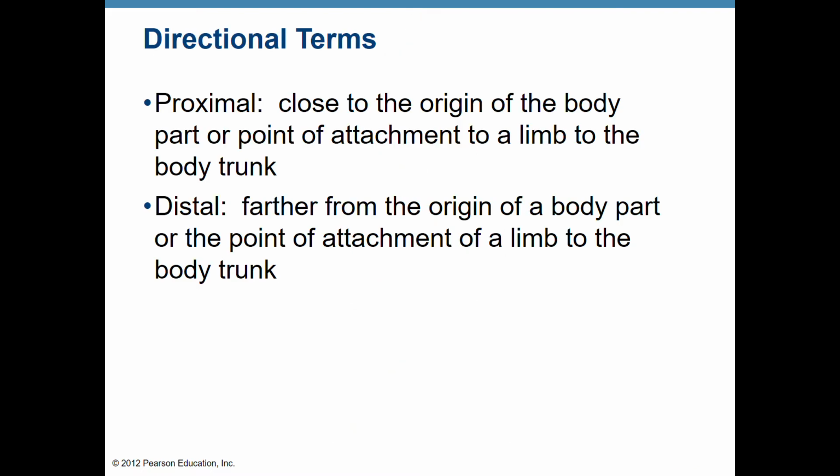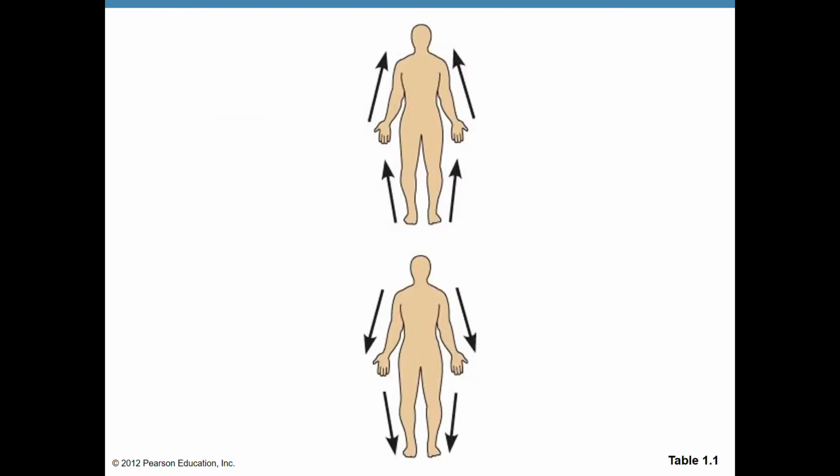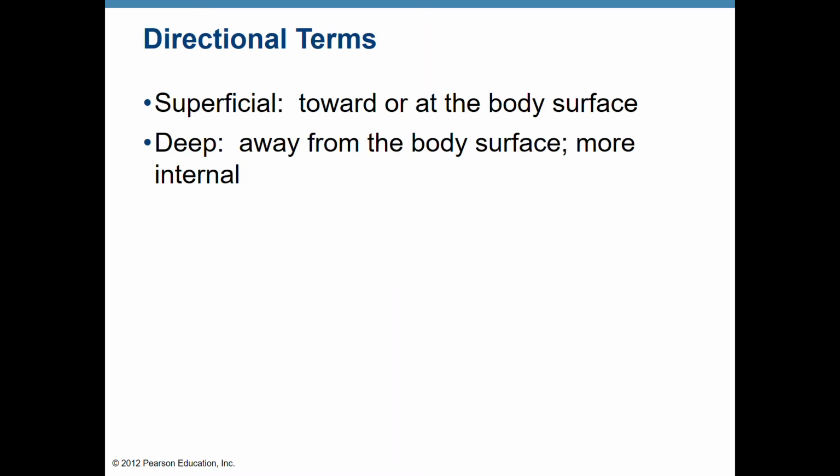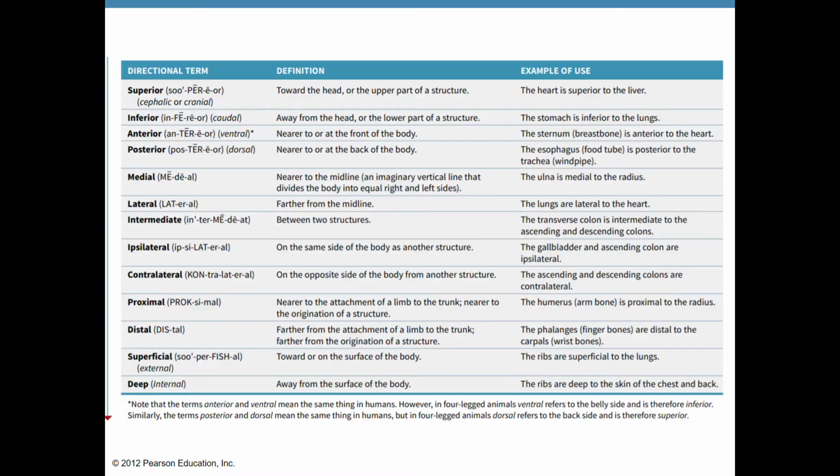We also have the directional terms proximal and distal. We say proximal, close to the origin or point of attachment. We say distal, farther from the point of attachment. An example of that is the phalanges are distal to your carpal. So you have to memorize all the terms. Where is the carpal, where are your phalanges? And superficial, towards the body surface, deep, away from the body surface. It is more internal.